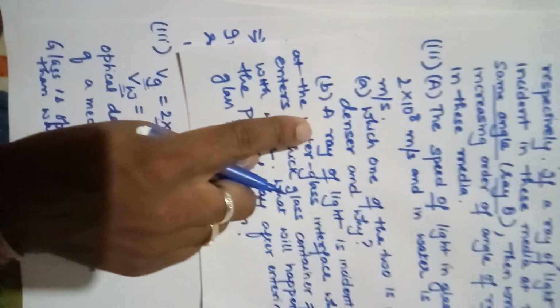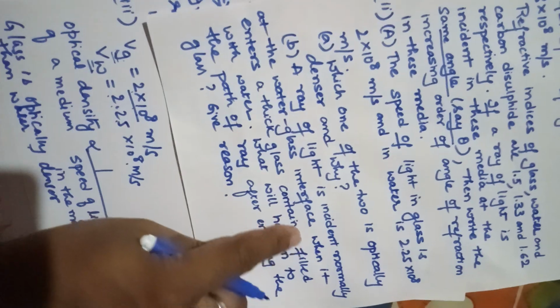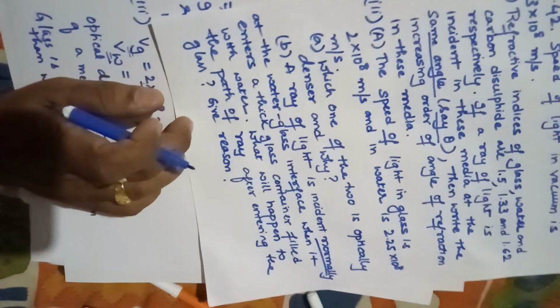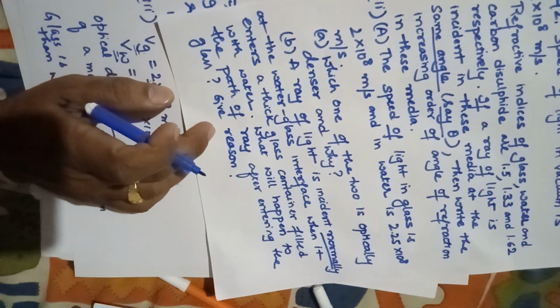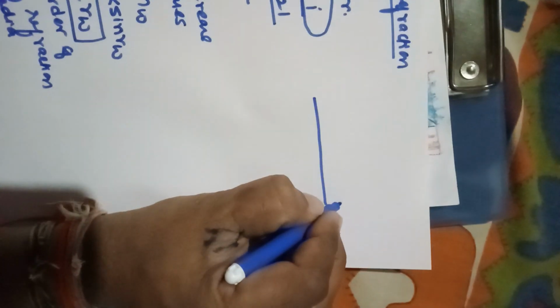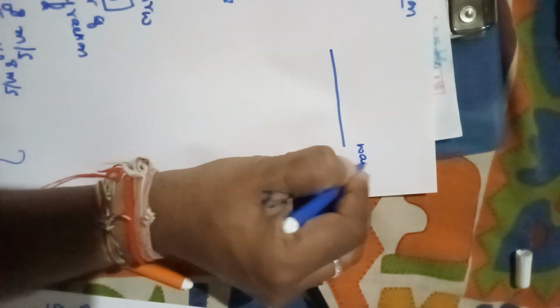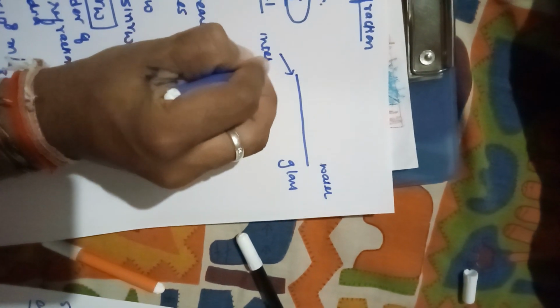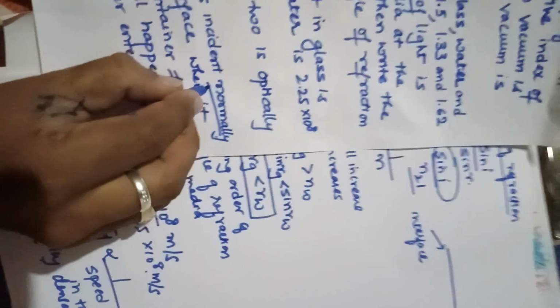Now let's concentrate on this question B. There is a ray of light that is incident normally at the water glass interface. It enters a thick glass container filled with water. What will happen to the path of ray after entering the glass? Give reason. So here they're talking about two media, that is water and glass. Now this is the interface between the two media, water and glass. So water glass interface. Here the very important word is normally. So the ray of light is incident normally.